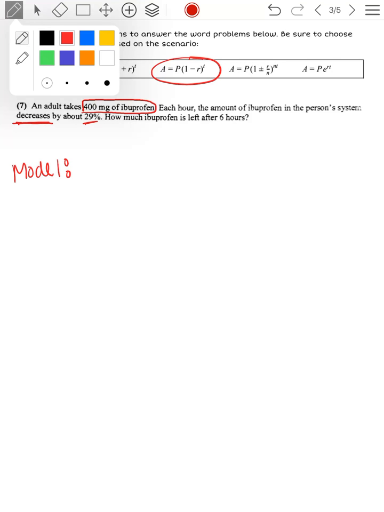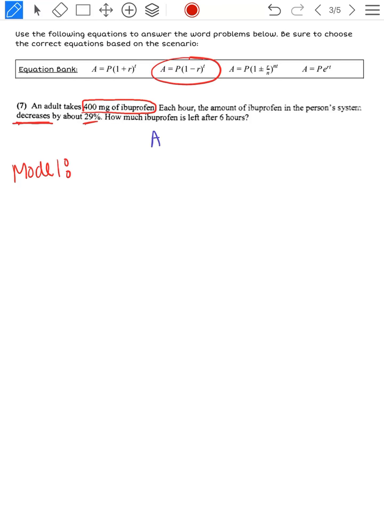An adult takes 400 milligrams of ibuprofen. Again, there's my starting amount. Each hour, the amount of ibuprofen in the person's system decreases. So I am decreasing, so I'm going to use my decay function at a rate of 29%. How much ibuprofen is left after 6 hours? So before we answer that, again, let's write our model. So we need to identify what A, P, and R is. My P is 400, because that's what I'm starting with, how much ibuprofen I started with. My starting amount is 400.